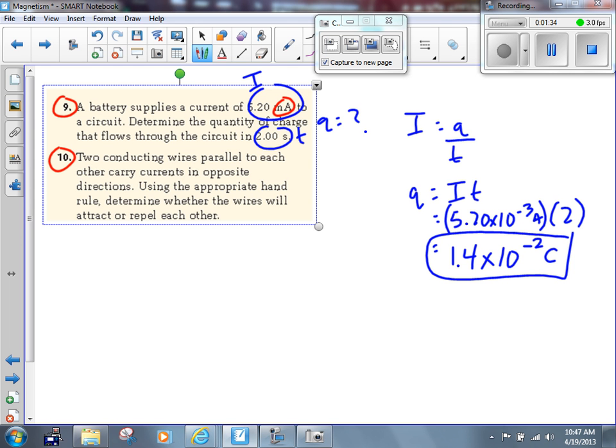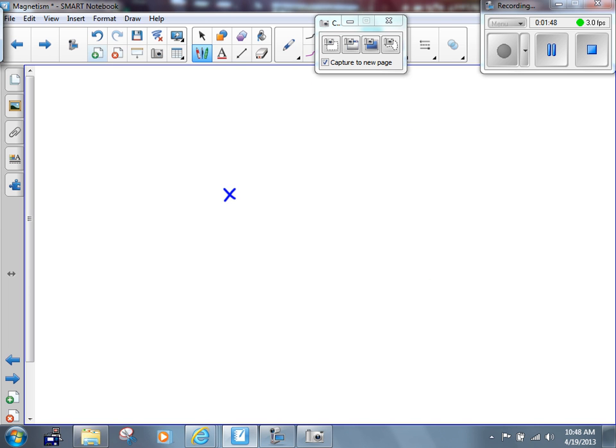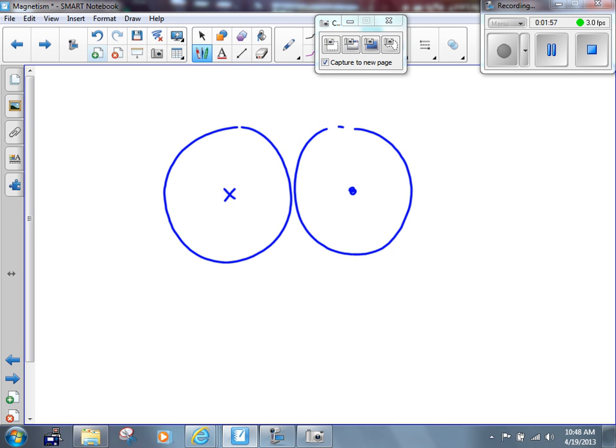Number 10 is a tough question. It's a really tough question, actually. With the 2 conducting wires, they're carrying currents in opposite directions. We want to know whether they attract each other or repel each other. I'm going to draw that out. I'm going to draw one of them going into the page and one of them coming out of the page. Draw the magnetic field that surrounds them now. Or at least one magnetic field. There's lots of field lines that surround them. We just need to draw one to show the direction.